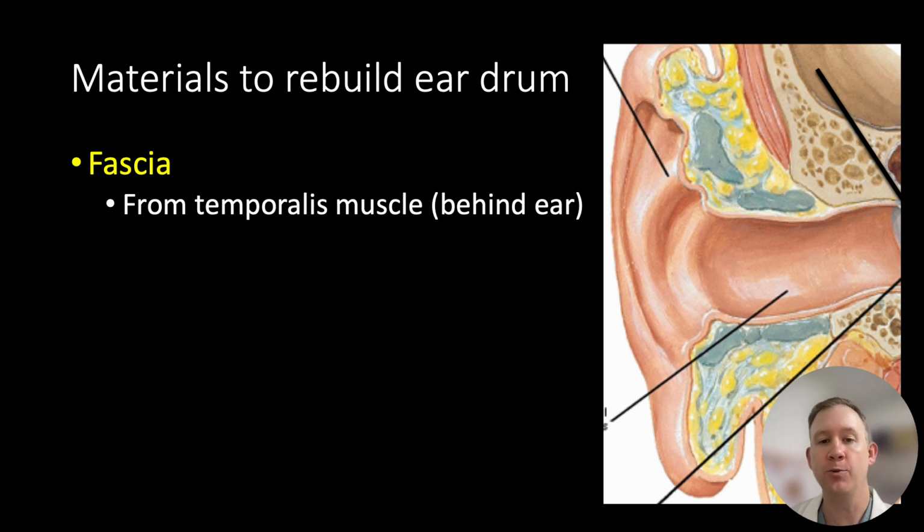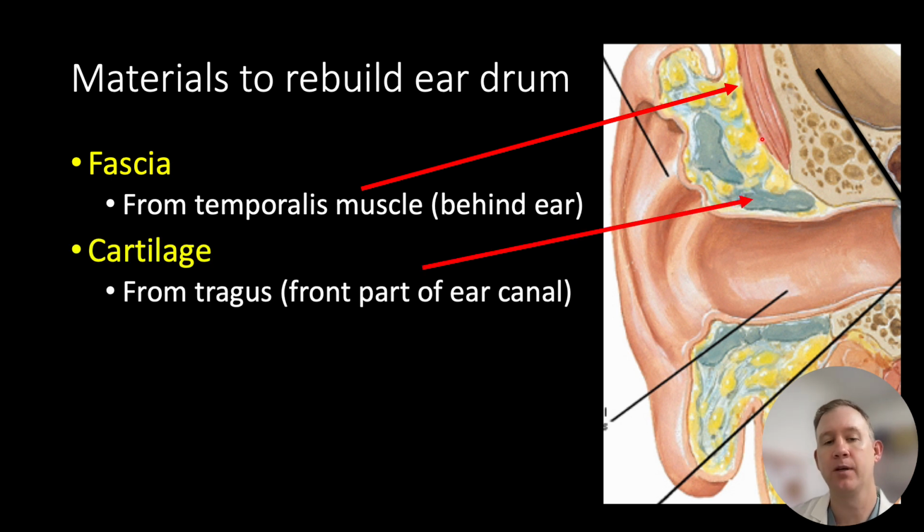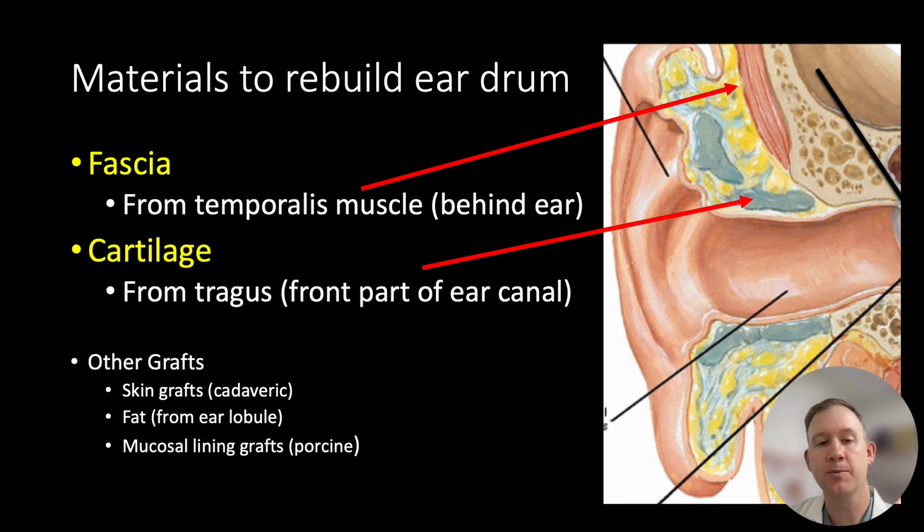How do we do that? There's a few materials that we often use. One that we use often is called fascia. This is the fascia from the muscle behind the ear. This is the temporalis muscle. It's one of the chewing muscles. So we can take a little bit of the lining of the muscle called the fascia and make an eardrum out of that. The other most popular option is to take a piece of cartilage from around the ear and shave that down as well and use that to rebuild the eardrum. So fascia and cartilage are the two most common things. There are some other graft options, but they're not as commonly used.